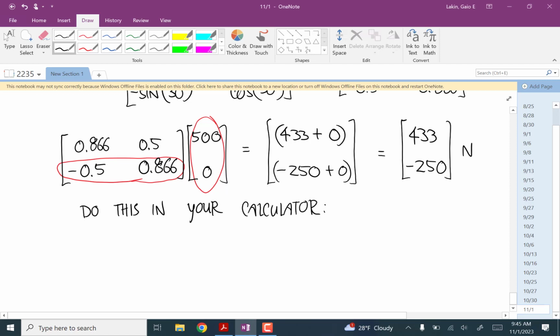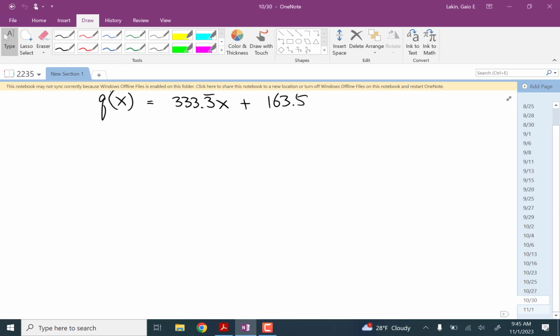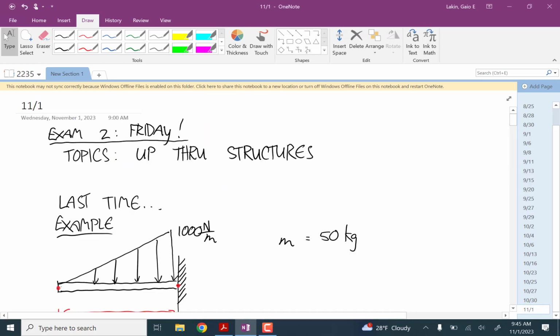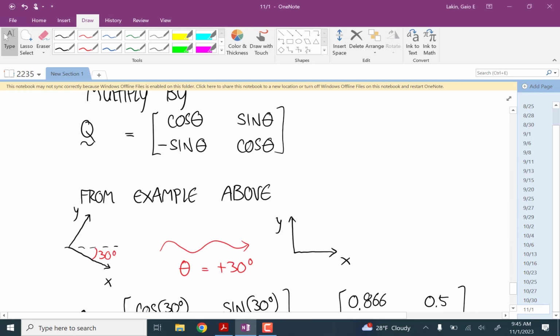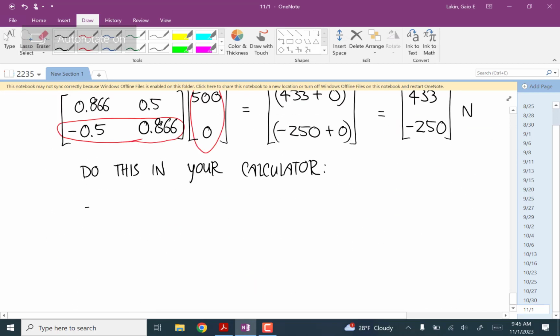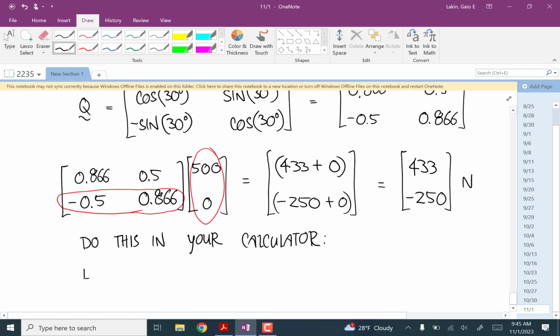You want to have the rotation matrix, and then the regular multiplication symbol, and then the vector.